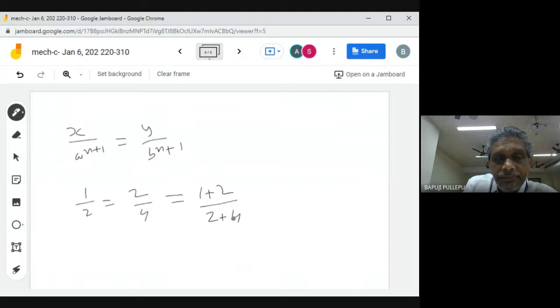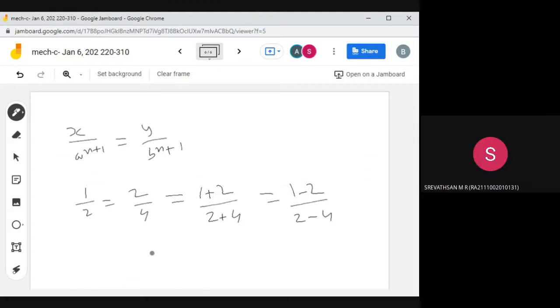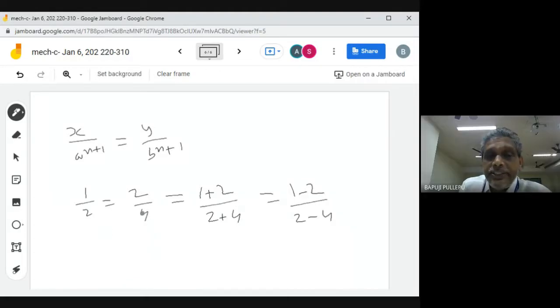Are you agree or not? This fellow plus this fellow divided by this fellow. And this is equal to, can I write 1 minus 2 divided by 2 minus 4? Are you agree? Same fellow, sir. Yes, sir. Each ratio is same. This fellow is equal to this fellow, this fellow is equal to this fellow, correct? So I can play anything, but I have to get same ratio, correct?